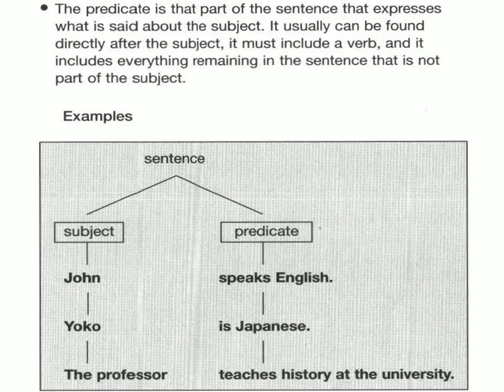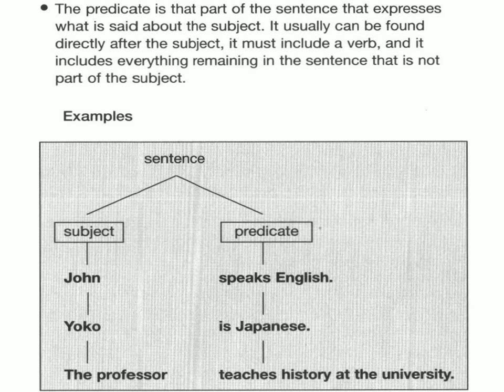Now, the predicate is that part of the sentence that expresses what is said about the subject. It usually can be found directly after the subject, it must include a verb, and it includes everything remaining in the sentence that is not part of the subject. Let's look at the following examples.